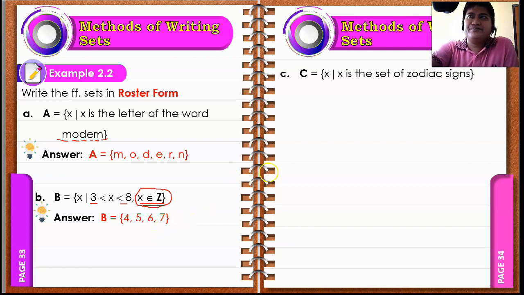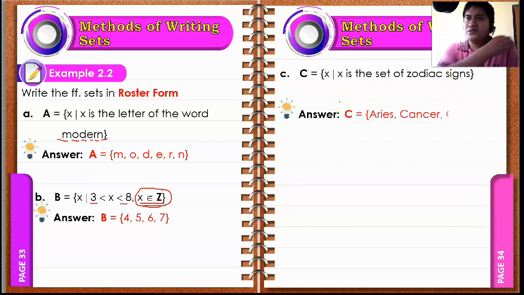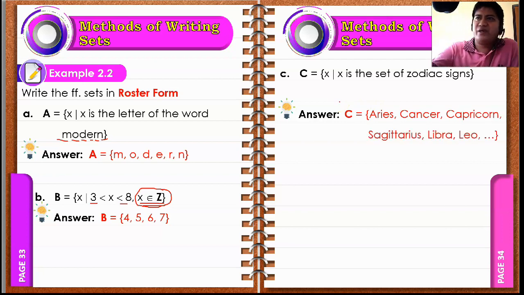Let's have another example. A set of all x such that x is a zodiac sign. In this case, we will just list the zodiac signs. We don't need to write everything. We can write it this way because it is common knowledge, and since we are writing it this way, it means there are other 6 zodiac signs that we can write. So this is an example of writing the set using a roster form.